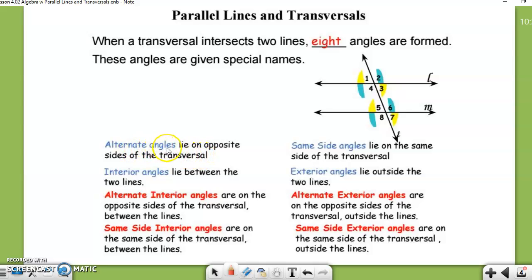We have our alternate angles that lie on opposite sides of our transversals, interior angles that lie between the two lines. Our alternate interior are on opposite sides inside, and they are congruent. Our same side interiors are on the same side of the transversal, and they are supplementary. Same side angles are on the same side of the transversal. Exteriors are outside. So now our alternate exteriors are on the opposite sides of the transversal, and they're outside the lines. They are congruent. And our same side exterior angles are also supplementary.